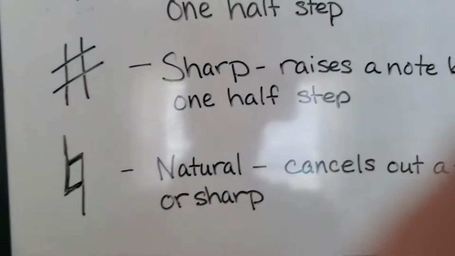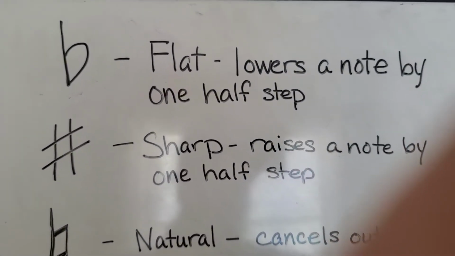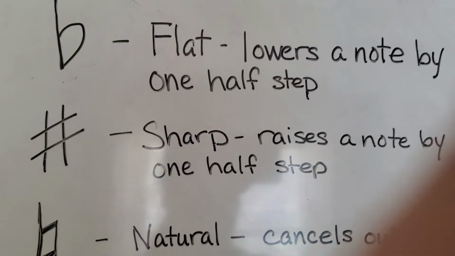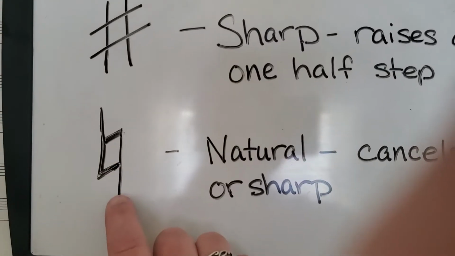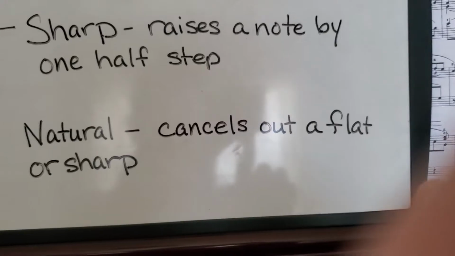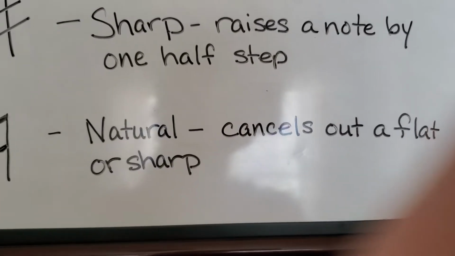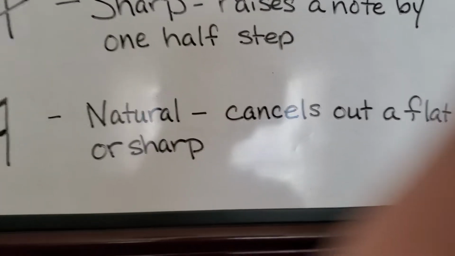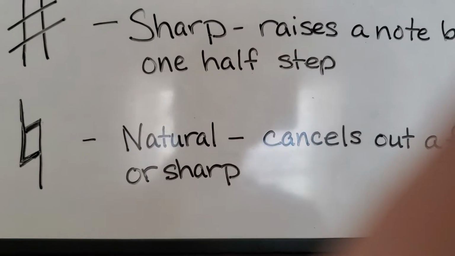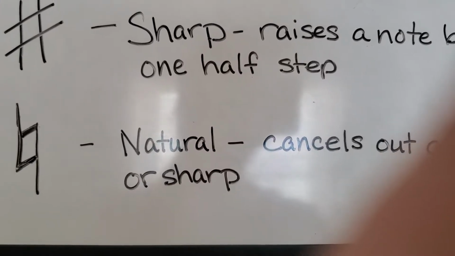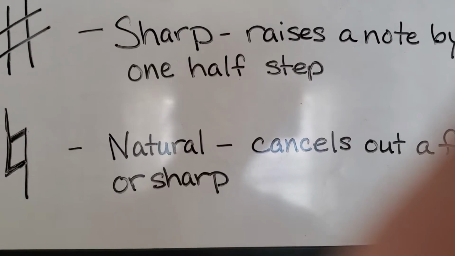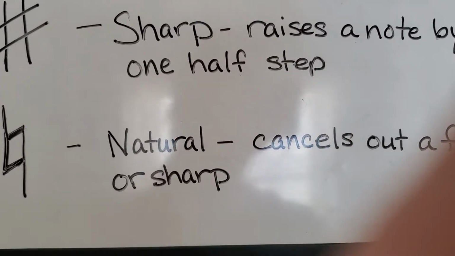So a flat lowers a note by a half step, and a sharp raises a note by a half step. Down here, we also have the natural sign. A natural cancels out a flat or a sharp. You would normally see this written in the music when there is already either a flat or sharp in the key signature, or you have an accidental written in that's not normally in the key signature.